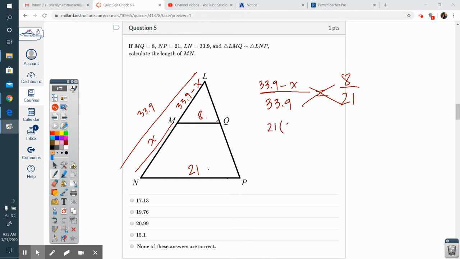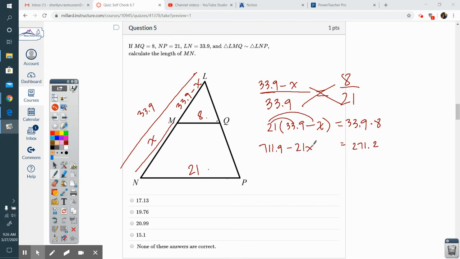So 21 times 33.9 minus x equals 33.9 times by 8. So let's 33.9 times by 8. On this side, you have 271.2. And on the left side, you distribute through. 21 times 33.9 is equal to 711.9 minus 21x, because I multiplied 21 by both things.